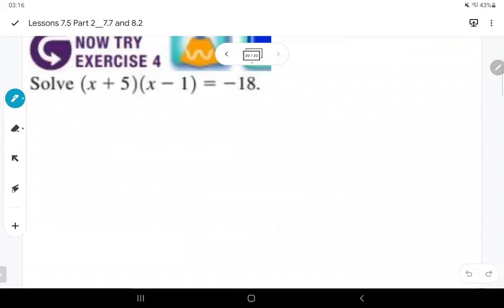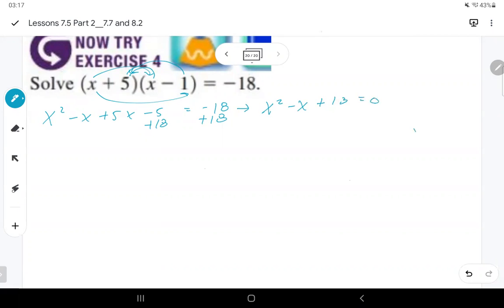All right, last one. We got to do some work for it, of course. So we got to FOIL first: first, outer, inner, and last. And then we also have to add the 18 to both sides. So we're going to end up with x squared minus x plus 13 equal to 0. So we have a equal to 1, b equal to 1, and c equal to 13.